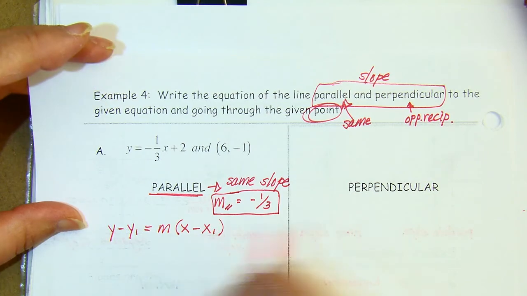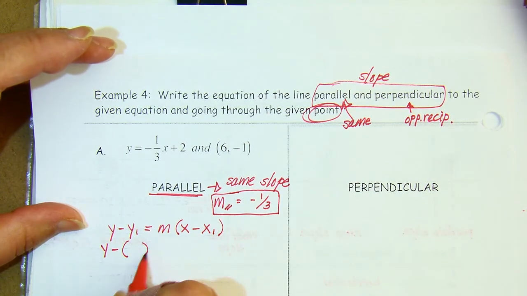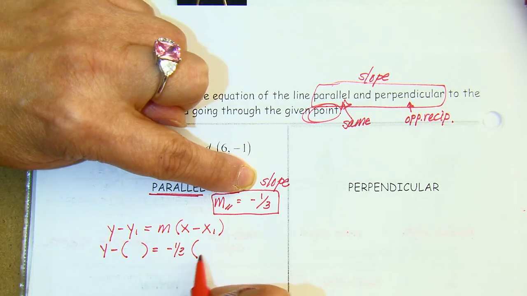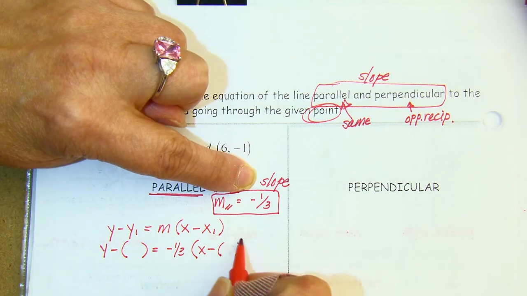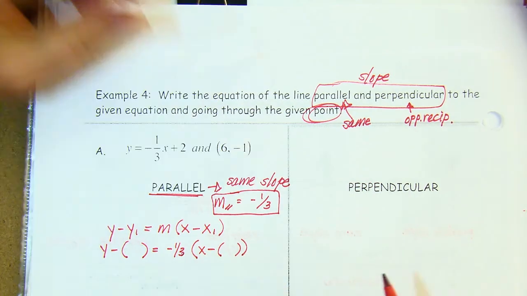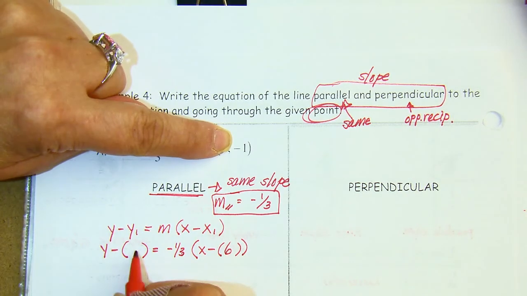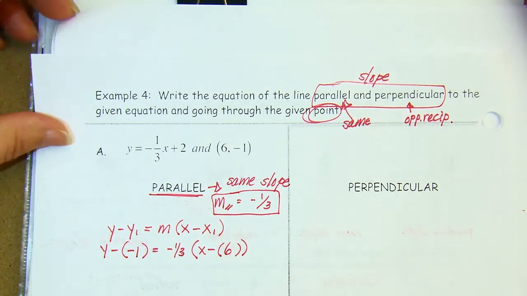Recall this. Y subtract, I'm going to put a parenthesis placeholder. I know my slope is negative 1/3. X subtract, again, I'm going to put a parenthesis placeholder. Here's my point: x is 6 and y is negative 1. You have to put them in the proper position.